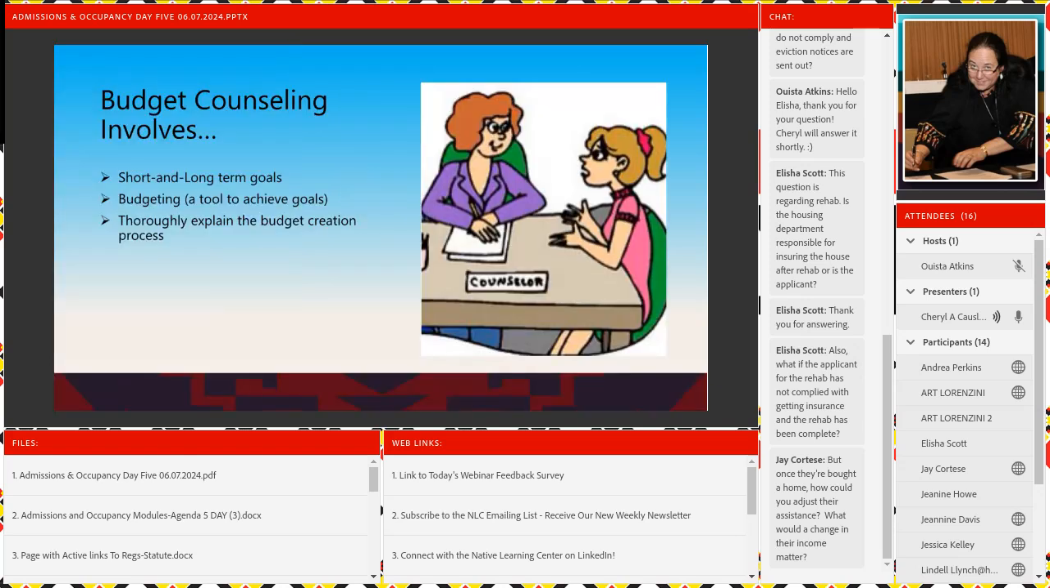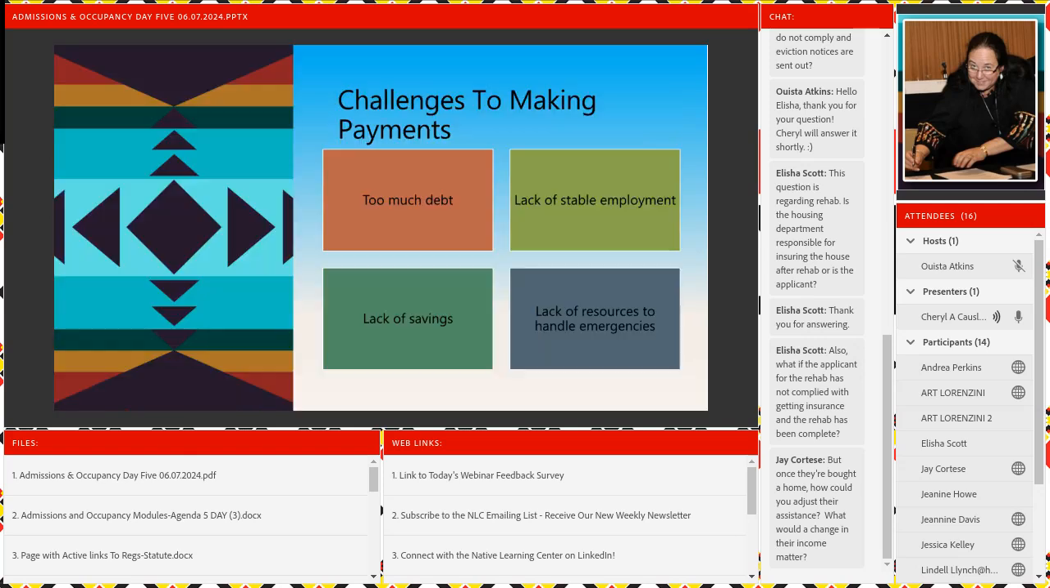It involves short and long-term goals, budgeting to achieve those goals, and thoroughly explaining your budget creation process. Maybe sitting down with them: okay, next week, I want you to bring every bill that you think you pay. Challenges to making payments: too much debt, lack of stable employment, especially our fishermen. They could get blown out of the water, lose all their nets because of the wind. Lack of savings, lack of resources to handle emergencies.